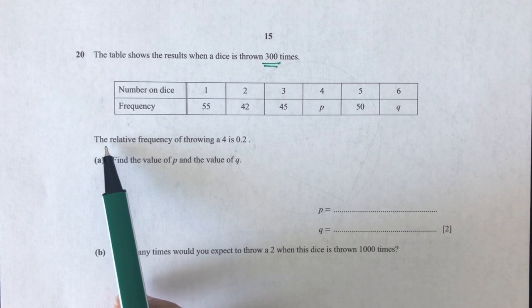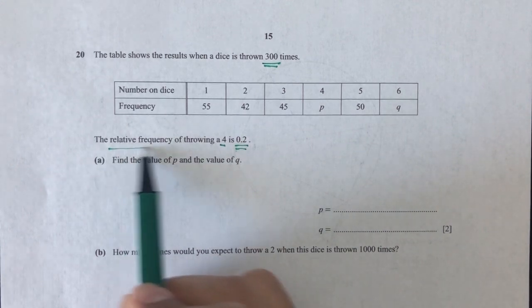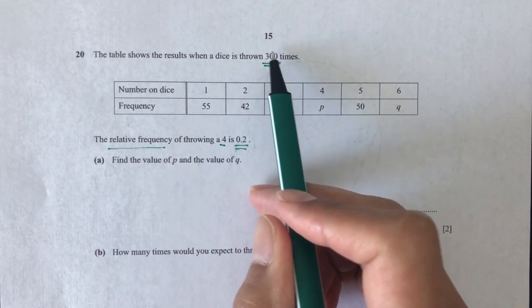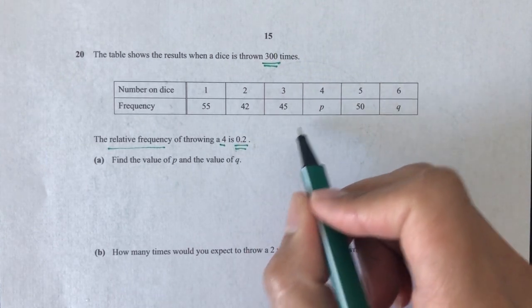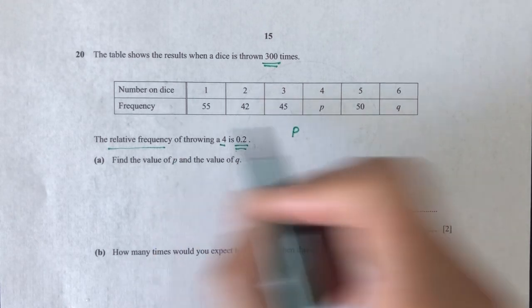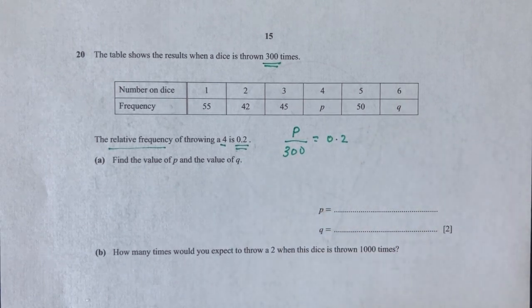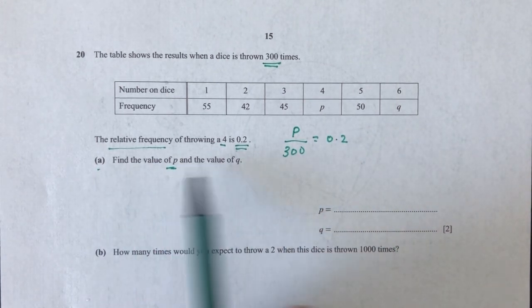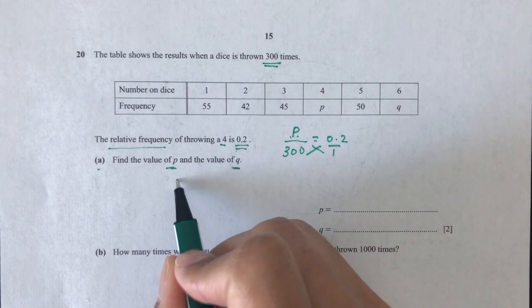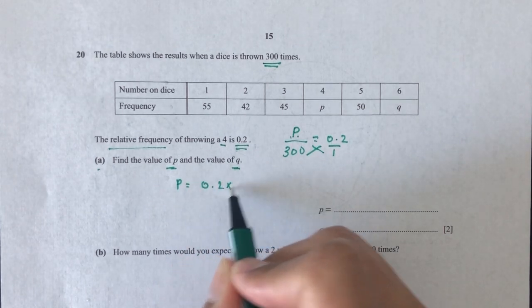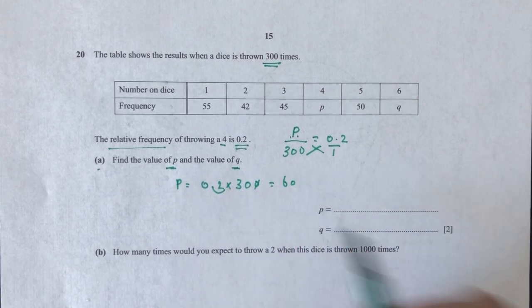So we first have the relative frequency of throwing a 4 is 0.2. So what does this mean? It means that out of the 300 times, the chance of me obtaining a 4 is 0.2. So frequency is P over 300 is 0.2. That's what it means. So now, part A, find the value of P and the value of Q. So P is, we have to cross multiply. So P will be 0.2 times 300. That will be, so one decimal place here, that will be 60. So P will be 60.